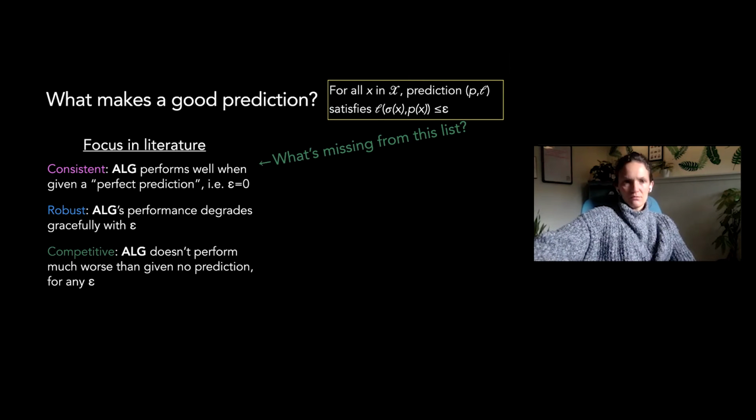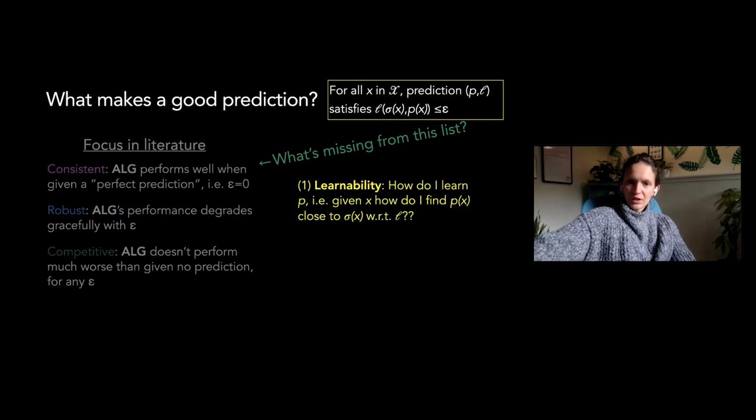So one thing that's been missing from this list, which is talked about in the literature to some extent, but probably not as forthright as it should be, is learnability. So how in the world are you going to get this P? How are you going to get this prediction? In particular, why can't I just predict the optimal offline solution? Okay. And the reason why that's cheating is that for most problems, you're just never going to have access to that.